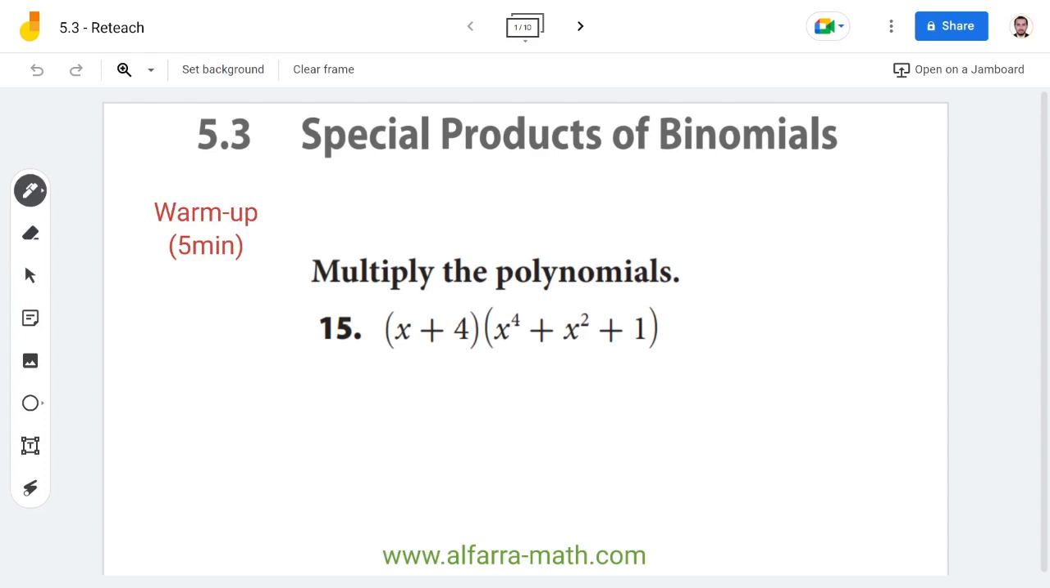Today we're going to start the last lesson in Module 5, which is 5.3 Special Products of Binomials. You can find all the lessons on my website, alfarramath.com.